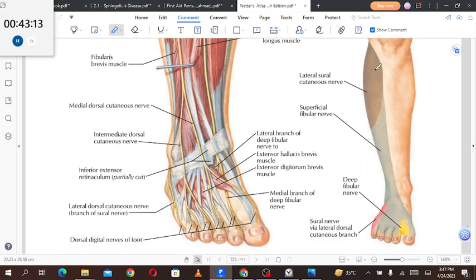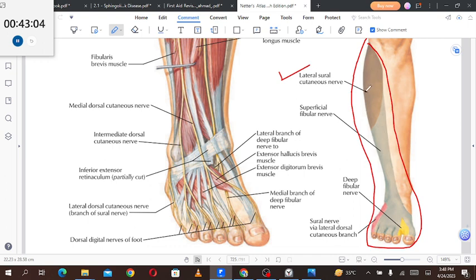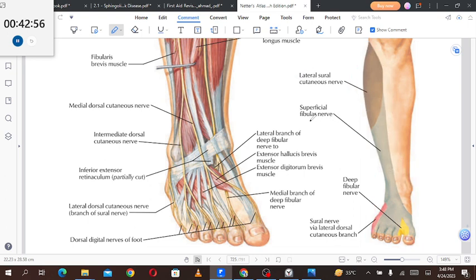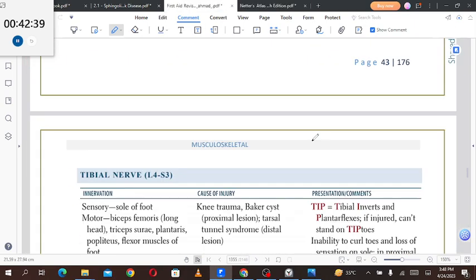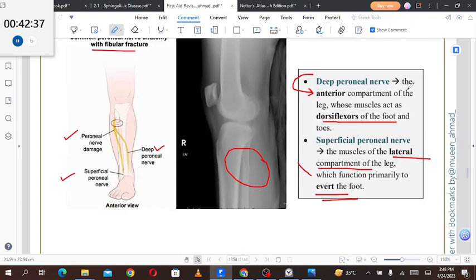This is the area which is being supplied by the common peroneal nerve as a whole. The small area that is overlapped by the lateral sural cutaneous nerve, but that also is a branch of the sciatic nerve. Then the gray area, this one, is being supplied by the superficial fibular nerve. You can see it is supplying almost completely the dorsal aspect of the foot, with the exception of this small area, which is supplied by the deep fibular nerve and the sural lateral dorsal cutaneous branch. Okay, so this is cutaneous innervation, and for the muscle innervation, we have seen that the deep peroneal nerve supplies the anterior compartment. Deep is for the anterior and superficial is for the lateral.